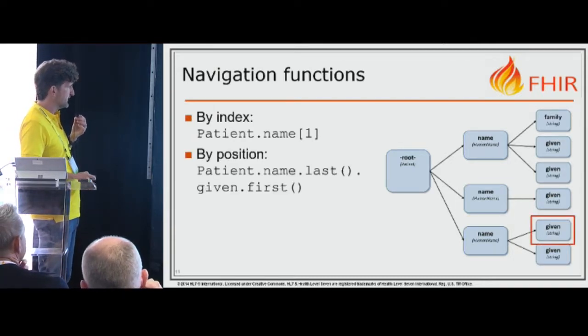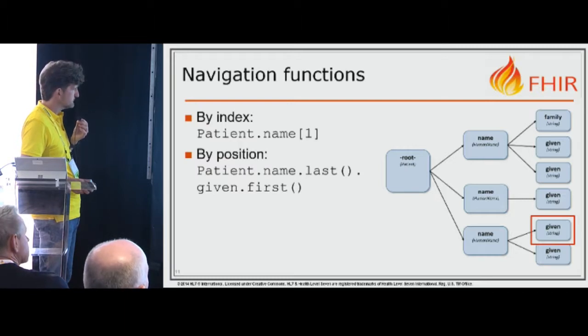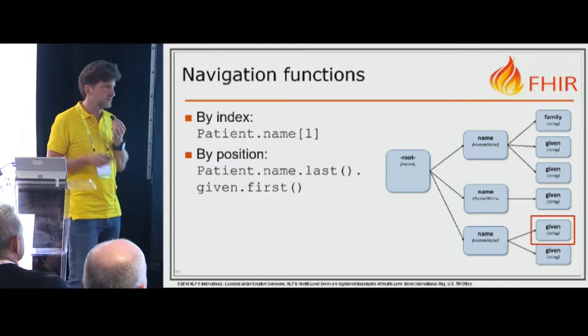Maybe more interesting, patient.name.last. So patient.name would select all these names, but I only want the last one. Okay, that's fine. So selecting the last one, dot given. Okay, that would be these two. Dot first. Okay, only this one. Now you start to get a feel for this. Like this, you can navigate quite freely through the tree.